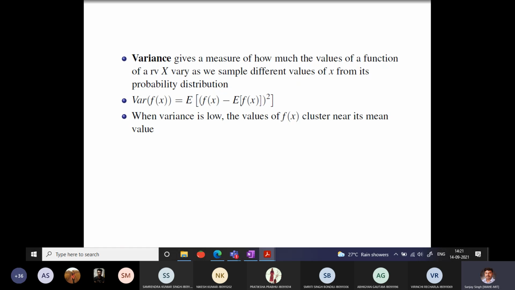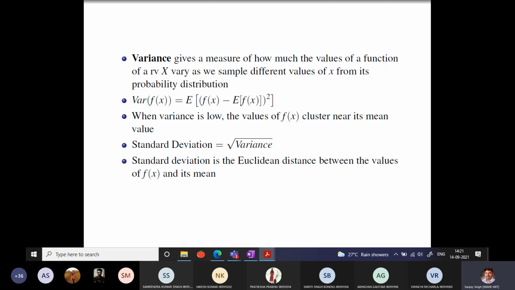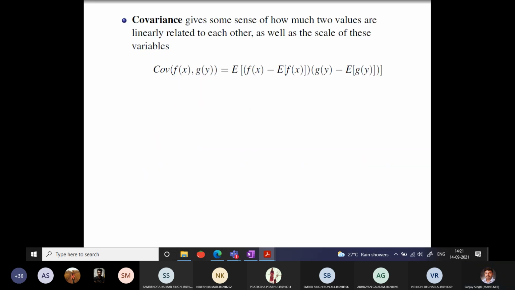When you know that variance is large, it is basically spread out. Standard deviation is the square root of variance. Also, standard deviation is basically a Euclidean distance between the values of f(x) and its mean. And this is the last statement I'll be using, and then we'll resume the class now.